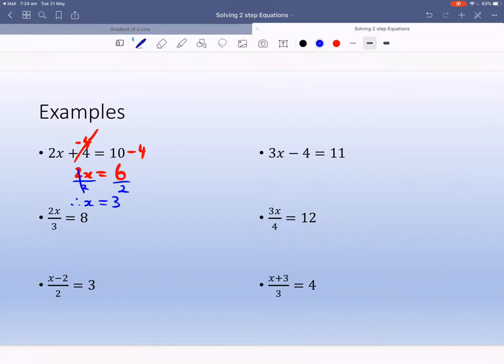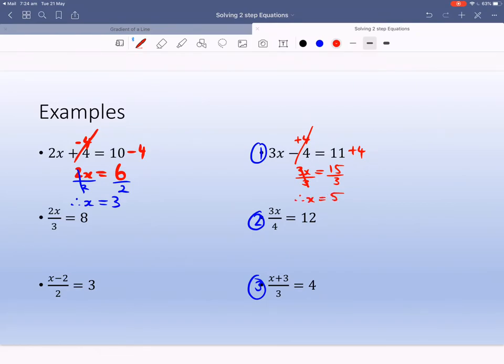I want you to try this one now. It's very, very similar to what I've been doing. All right, I'm guessing that you paused the video and tried it. I'm going to do it quickly. The first thing I'm going to unravel is this minus 4, so I go plus 4, plus 4. I'm left with 3x equals 15. Now I'm going to divide by 3, because in between 3 and the x is a times, so I undo that. Therefore x equals 5.